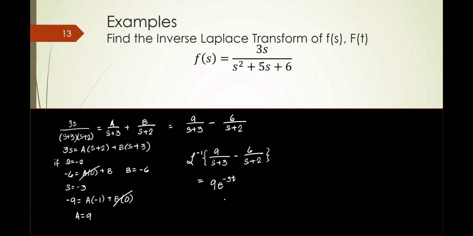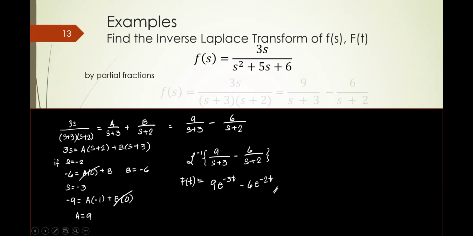Like this, right? 9e to the negative 3t minus 6. What's the answer? That's it. That's correct. This is the function of t. That's the inverse Laplace. Very good.